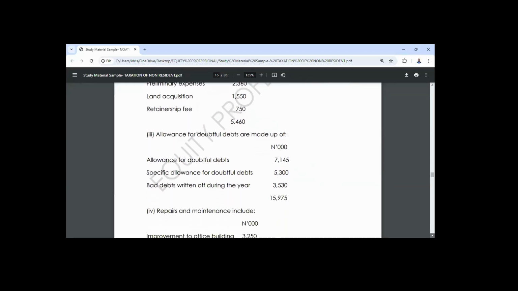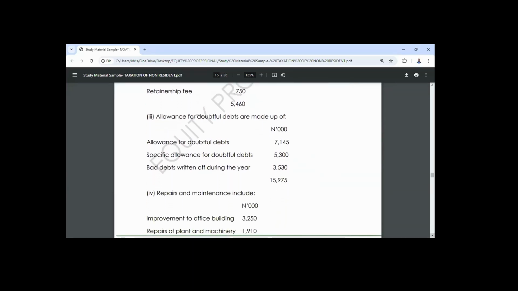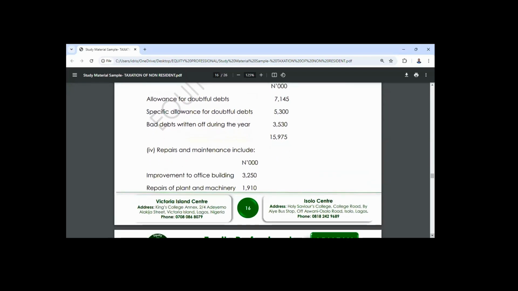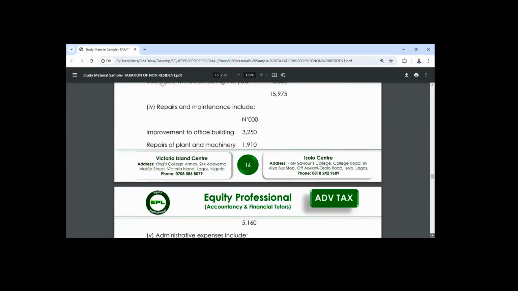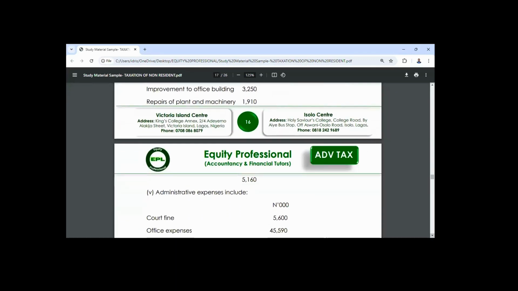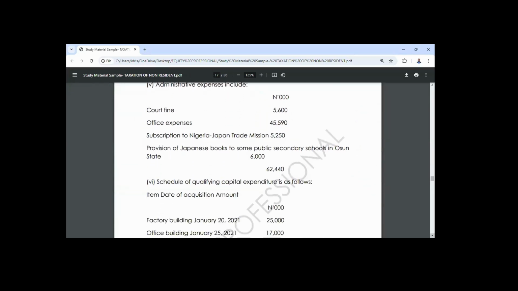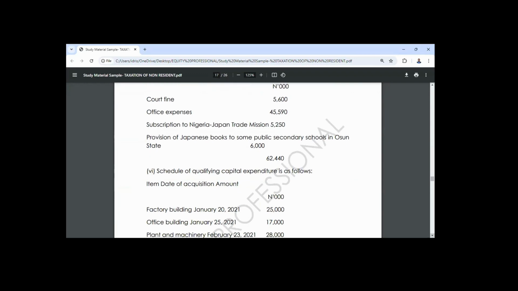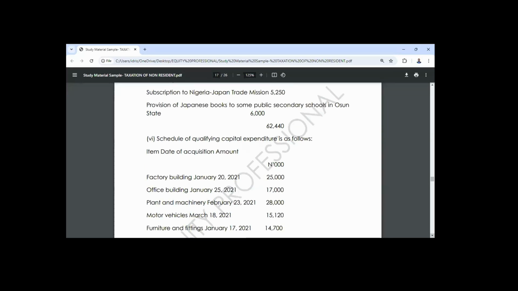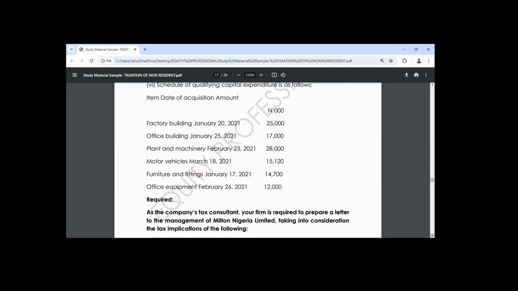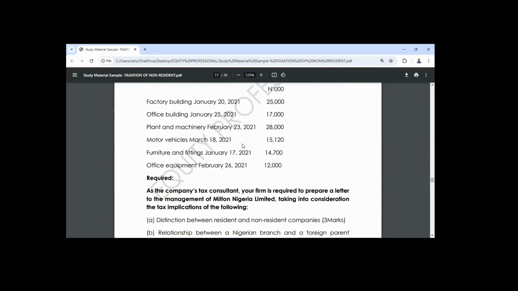Allowance for doubtful debt comprises allowance for doubtful debt, specific allowance for doubtful debt, bad debt written off. Rent, repair and maintenance include improvement to office building, repair of plant and machinery. Administrative expenses include court fine, office expenses, subscription to Nigeria and Japan trade mission, provision of Japanese books to public secondary school. Schedule of qualified capital expenditure is also given. We acquired some qualified capital expenditure, and all these are for the Nigeria subsidiary.